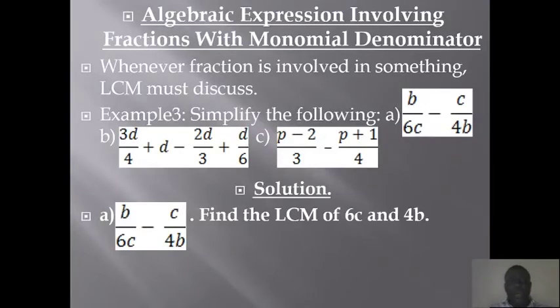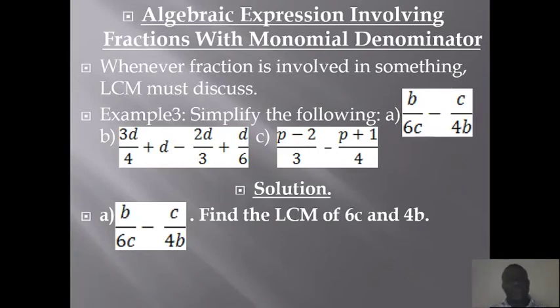So the only one I want to solve is A. Then you will take B and C as my first assignment, with the others as you will see at the assignment slide. So we now have something like this: b over 6c minus c over 4b.